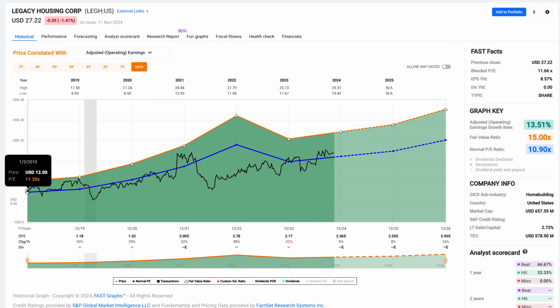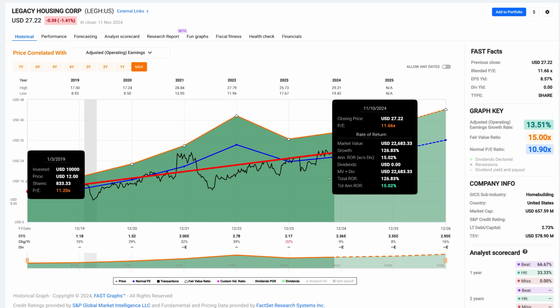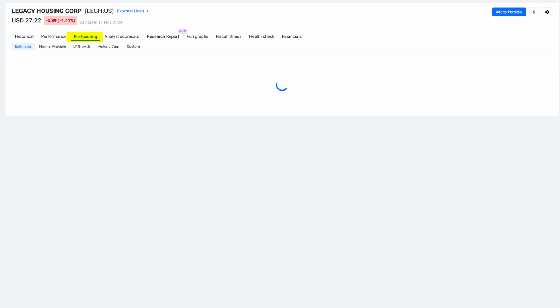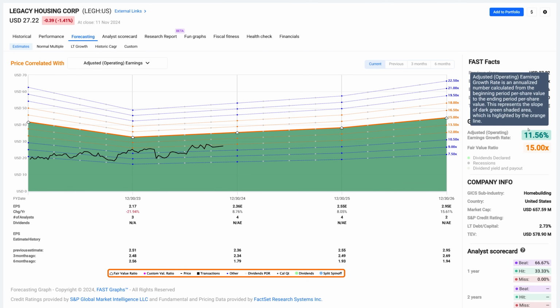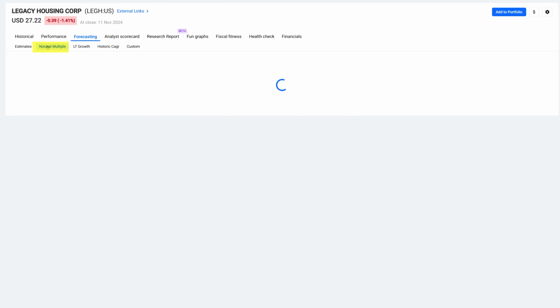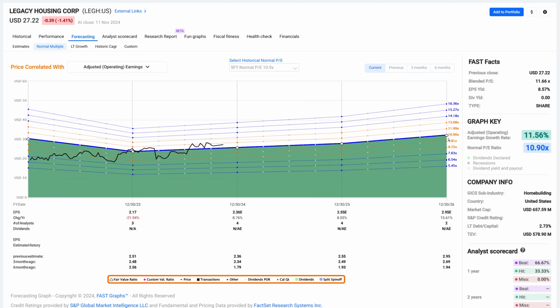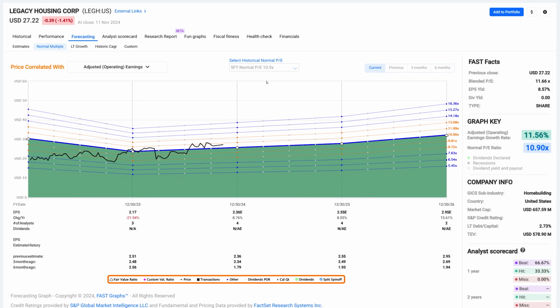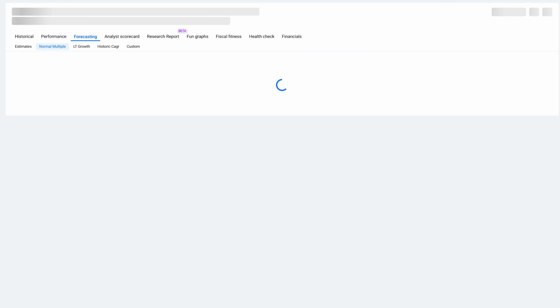So if you'd have bought this back in January of 2019 and held it till yesterday's price, it averaged 15%. But again, there's a lot of volatility in between that. The forecast for the future is for this company to grow earnings at 11%, but trading at that normal discounted multiple would give you a nice 8% rate of return, but again, no dividend and at relatively high risk.